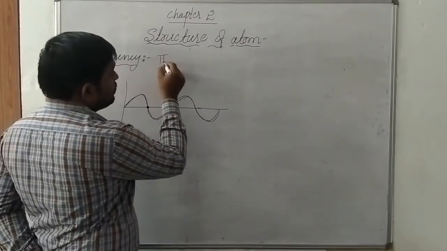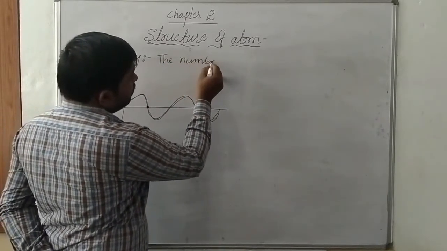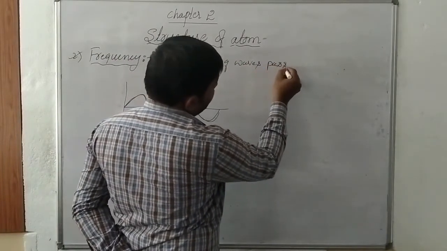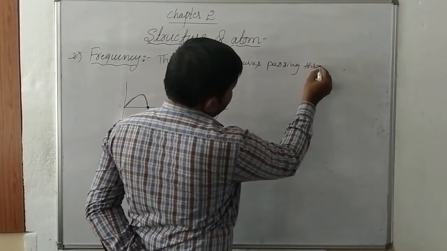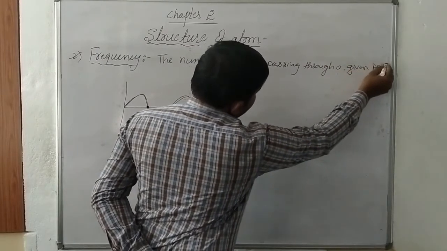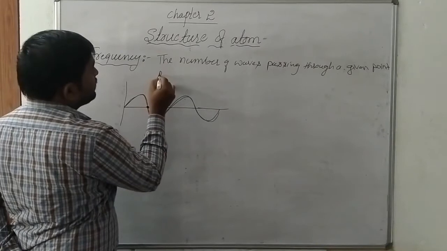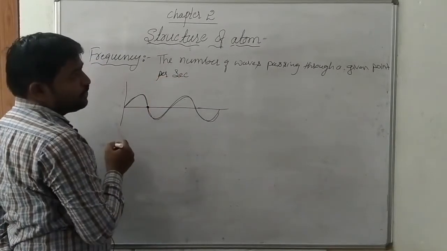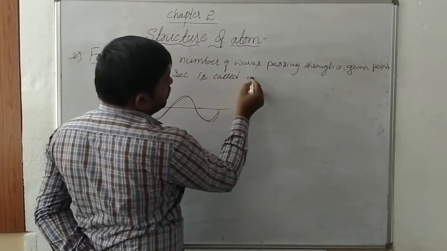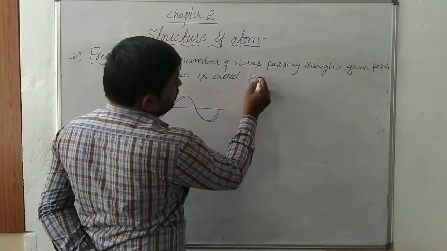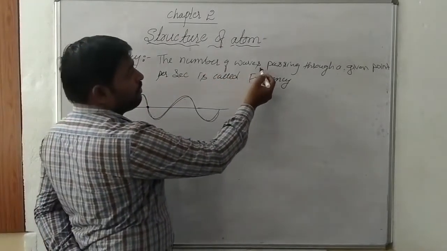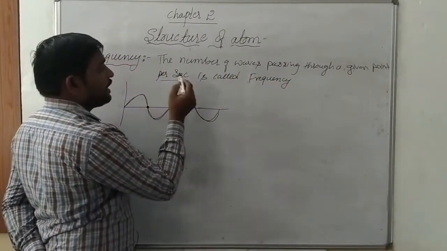The number of waves passing through a given point per second. This is very important. Passing through a given point per second is called frequency. So what do you mean by frequency? The number of waves passing through a given point per second is called frequency.